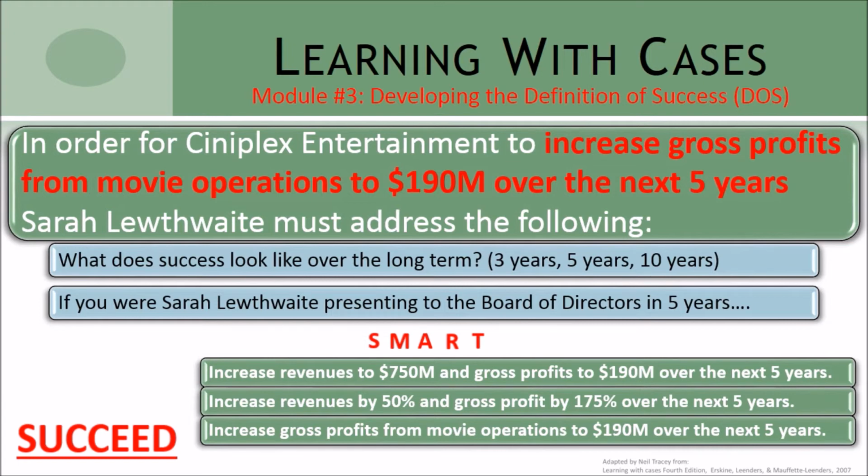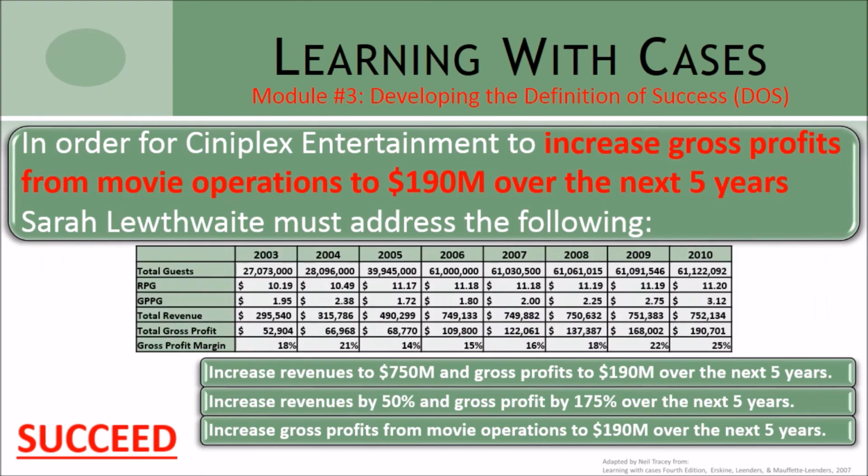It also is important to note here that when you state your definition of success, you must be sure to support your objective by providing the rationale and logic that you used in developing it. In this case, for example, I would include a table in my exhibits showing the previous trends in terms of revenues and gross profits, along with my forecast for the next 5 years.